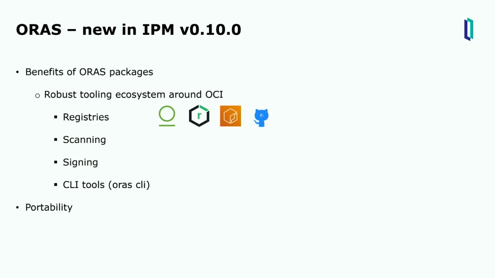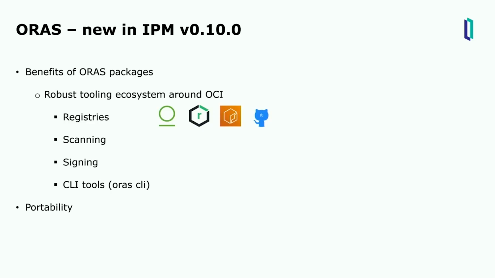Next, CLI tools. There are many tools out there that are helpful for you to interact and interface with the OCI specs. For registry spec, there's the ORAS CLI, which we'll talk about a bit more later. Next, another great benefit of ORAS is portability. Portability is built into the spec itself, and it is also something that's very important to many of our customers.